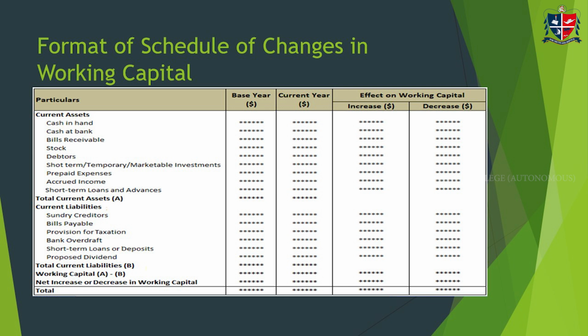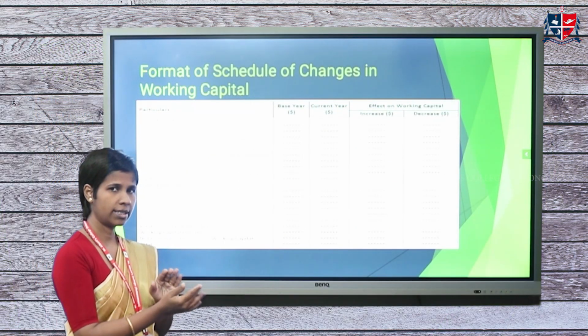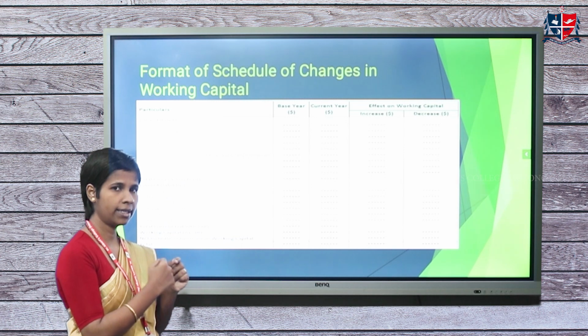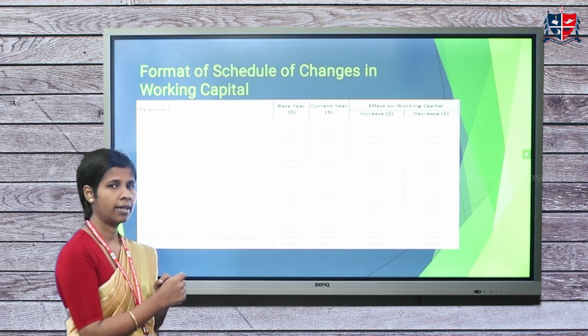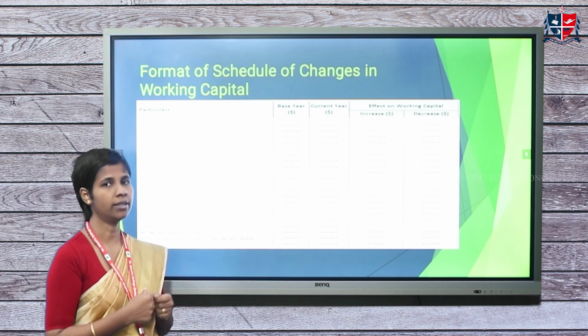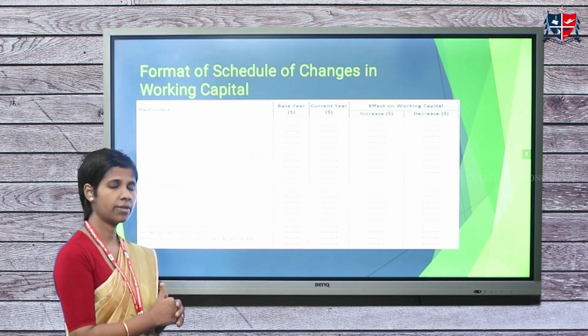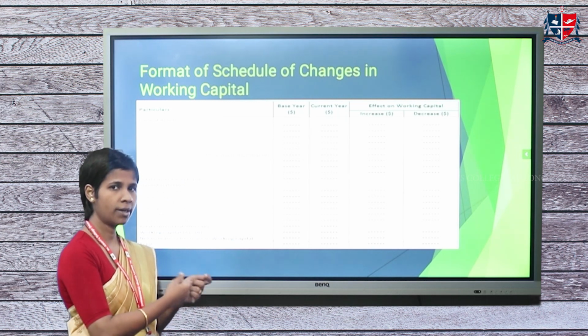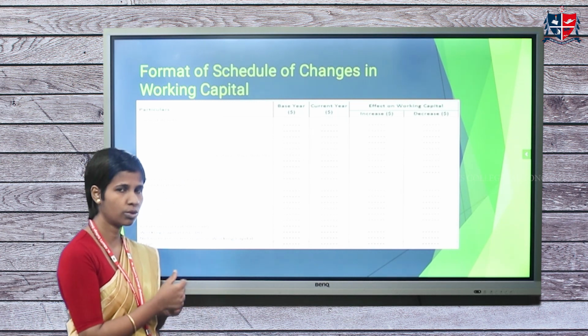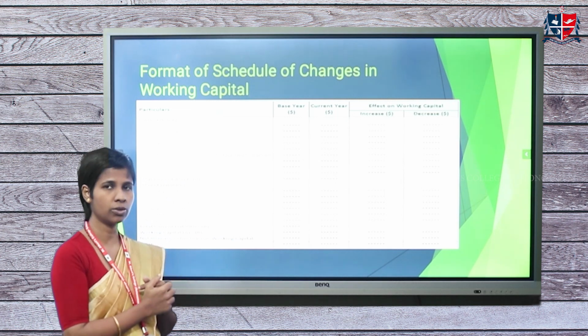Let us take an example. Cash in hand: in the previous year it is 5,000 and in the current year it is 7,000. What is the change? Comparing these figures, we see that the current asset is increased by 2,000. The difference is 2,000, so the current asset is increased by 2,000.